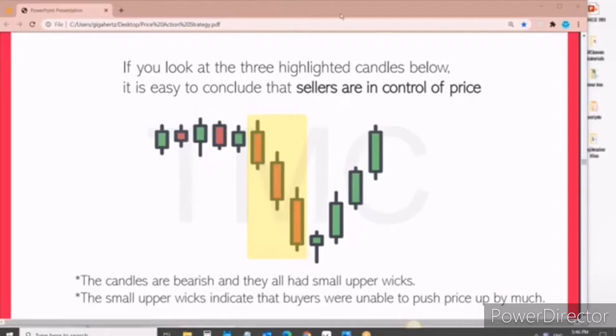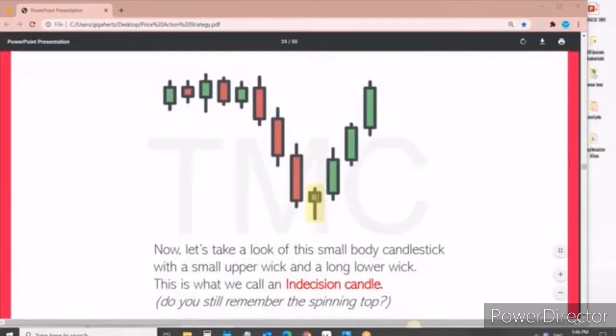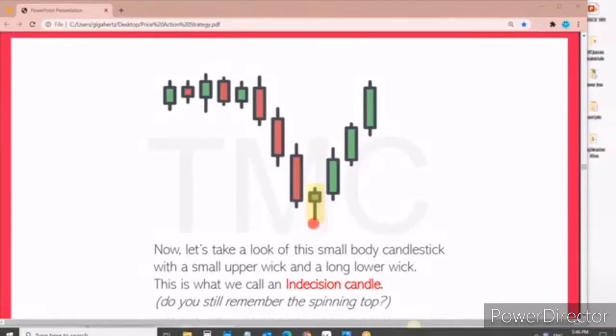Next. Explain ko to mamaya. Pakita ko lang sa inyo. Next. This is now an indecision candle. Kanina, bearish siya. Okay, pababa. And then, nagkaroon ng indecision candle. Do you still remember yung sabi ko, spinning top? So, spinning top to. Lumabas yung spinning top here. So, after us knowing who's pushing the price, which is sellers, diba kanina? Sellers pushing the price. Then, bigla na lang may lalabas na indecision candle.